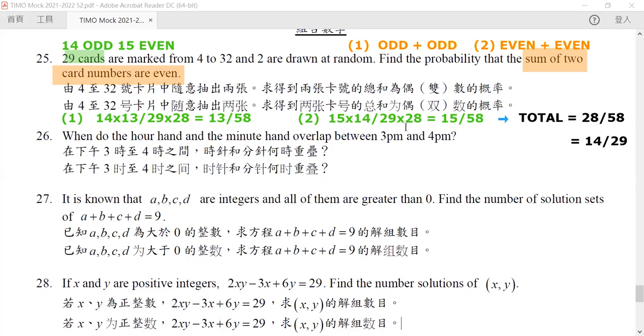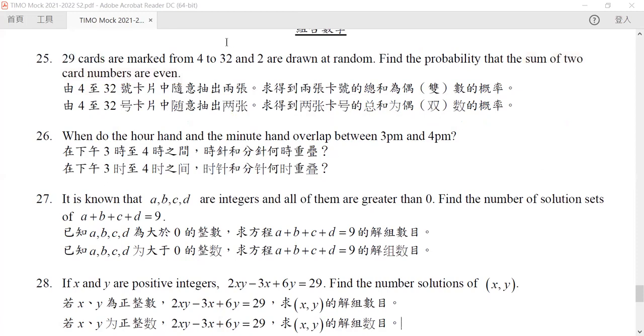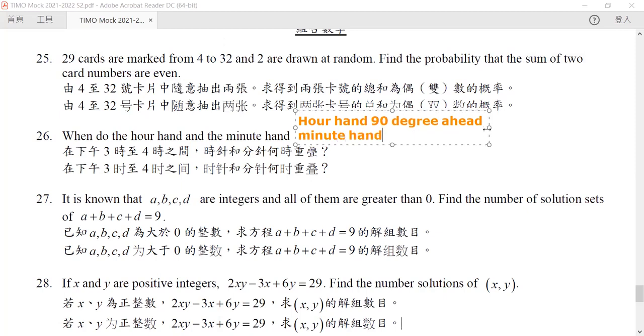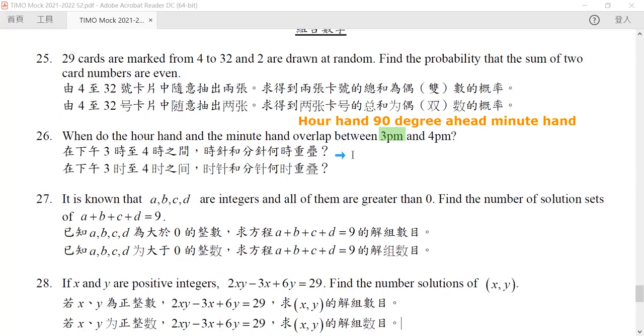Now again, how can you calculate when the hour hand and minute hand overlap between 3 p.m. and 4 p.m.? Now for our question 26, at the very beginning, at exactly 3 p.m., our hour hand is leading 90 degrees ahead of our minute hand. But in order for them to overlap, the minute hand must overtake our hour hand.